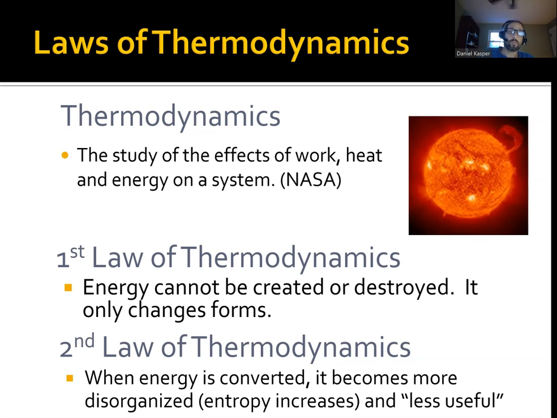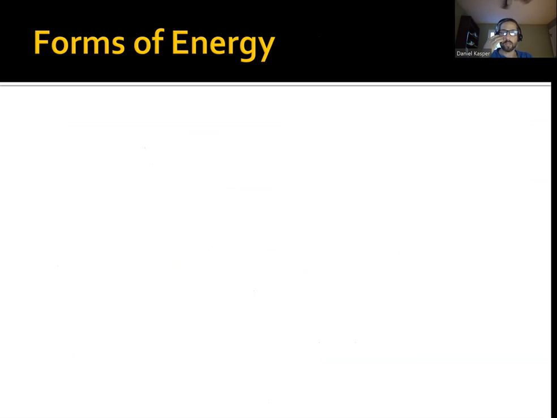So anytime you convert from one to another, it converts to a lower form, if you will, or less useful energy. That's your second law. That also is why heat travels from areas of high temperature to low temperature, which is something that we'll talk about in more detail later. This is really a review, so I'm going to go over this really quickly.